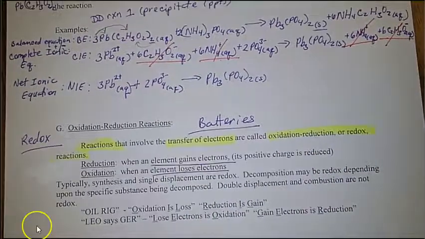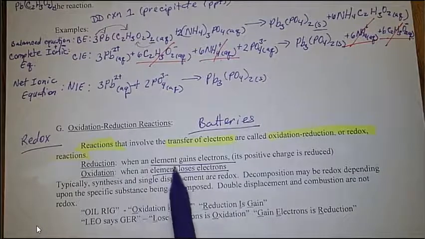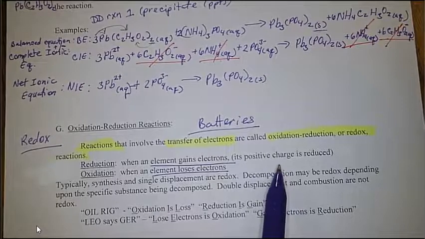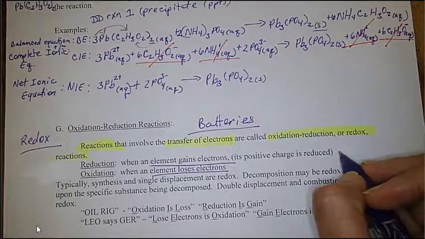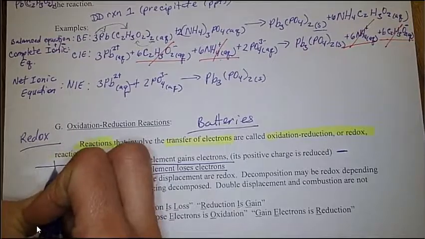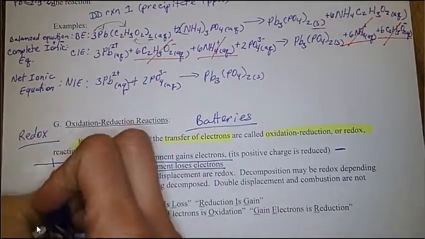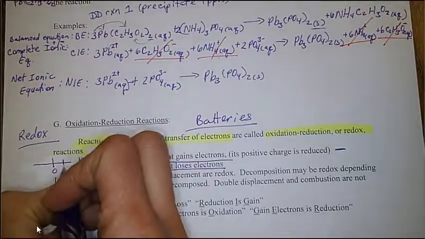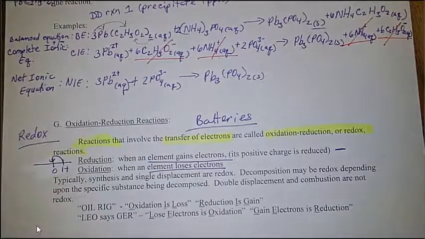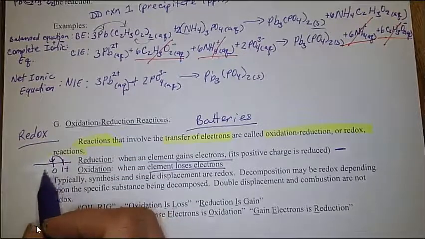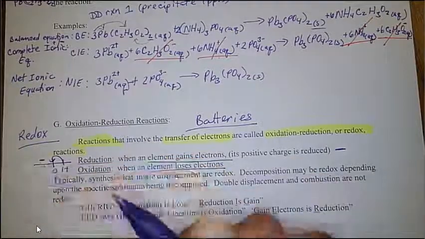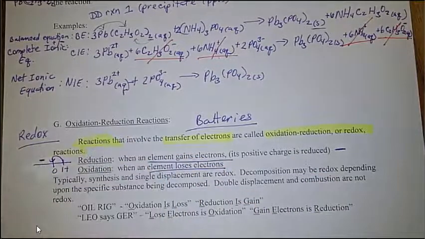Okay, so when you have reduction, when an element gains electrons, its positive charge is reduced. What that means is that it becomes more negative. So if you have a number line and you're at 0, and let's say you are at 1 plus. If you're going from 1 plus to 0, you're becoming less positive, right? So you're becoming more negative, which means you're gaining electrons. So you're going this way, where you are becoming more negative, okay?